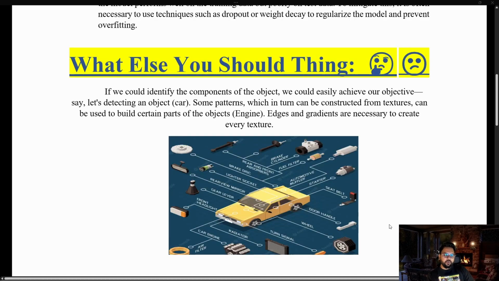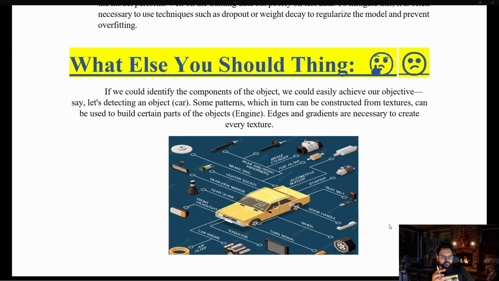Let's say if we want to detect a car, how can we do it? If we are able to detect a wheel, a radiator, a car engine, a front headlight, then we can say that it's a car. Now, if we talk about each and every part of the car, let's say we are trying to detect a headlight. If we are able to know the edges and gradients of the headlight, like the shape of the headlight, or the color of the light, then we will understand what the light is.